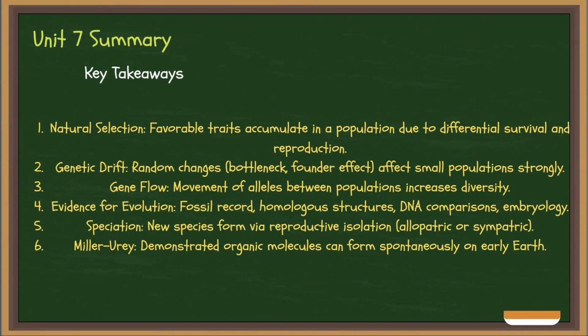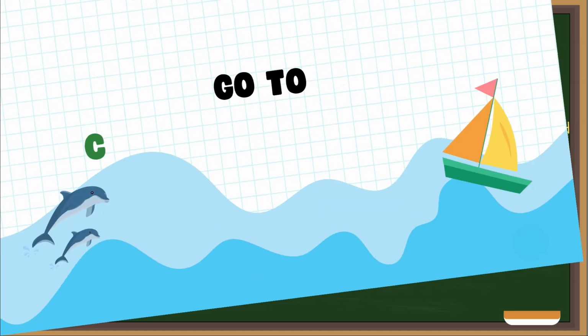So the Unit 7 summary, here are some key takeaways. 1. Natural selection: favorable traits accumulate in a population due to differential survival and reproduction. 2. Genetic drift: random changes like the bottleneck or the founder effect affect small populations strongly. 3. Gene flow: movement of alleles between populations increases diversity. 4. Evidence for evolution: the fossil record, homologous structures, DNA comparisons, and embryology. 5. Speciation: new species formed via reproductive isolation, allopatric or sympatric. 6. Miller-Urey: it demonstrated organic molecules can form spontaneously on early Earth.